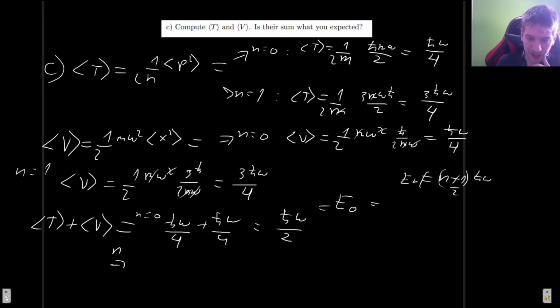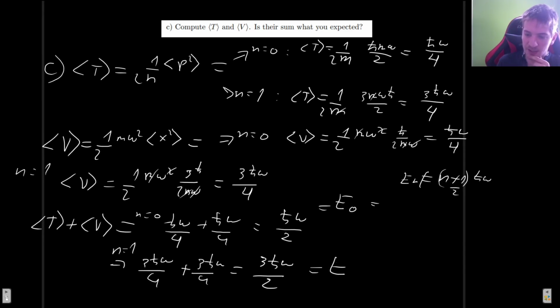And for the case n equals 1, what we get is the sum of the kinetic and potential terms. It's 3 h bar omega divided by 4 plus 3 h bar omega divided by 4. So it's just going to be 3 h bar omega divided by 2, which is indeed the energy of the first excited state. So it was a lot of work, but here it is.